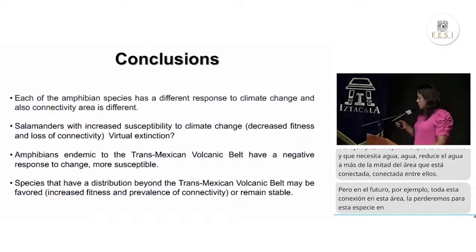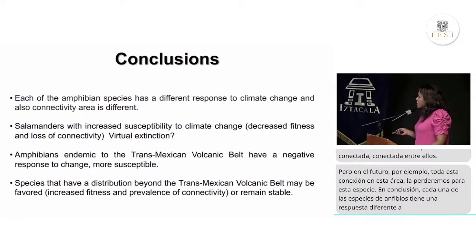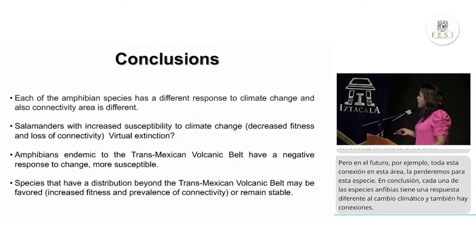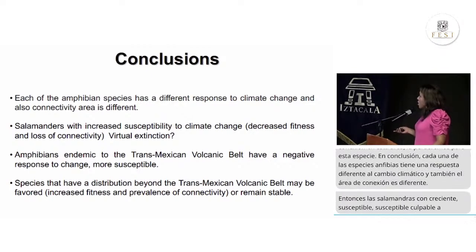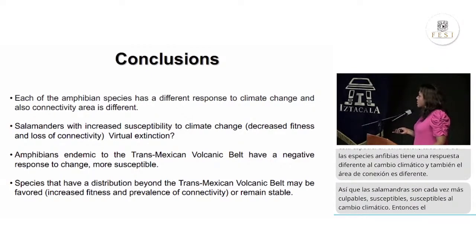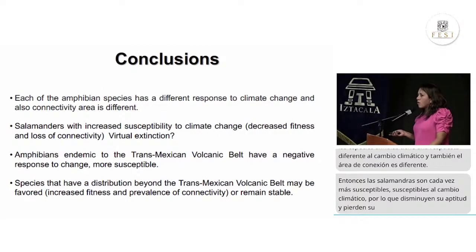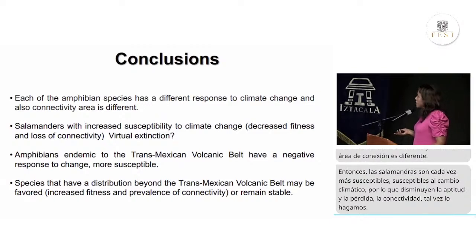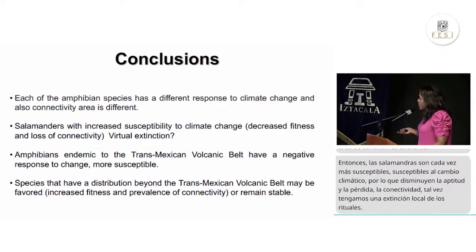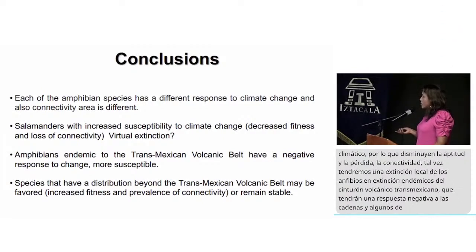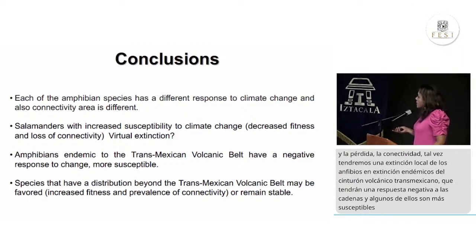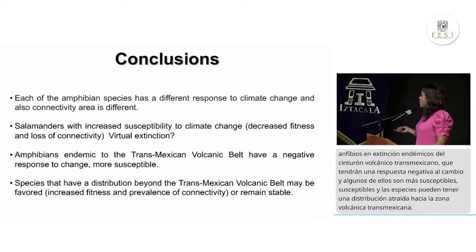In conclusion, each of the amphibian species has a different response to climate change, and the connection areas are also different. Salamanders have increasing susceptibility to climate change, so decreasing fitness and losing connectivity, maybe we have local extinction or virtual extinction. Amphibians endemic to the Trans-Mexican volcanic belt have a negative response to the change, and some of them are more susceptible, and species that have a distribution beyond the Trans-Mexican volcanic belt may be favored or remain stable.